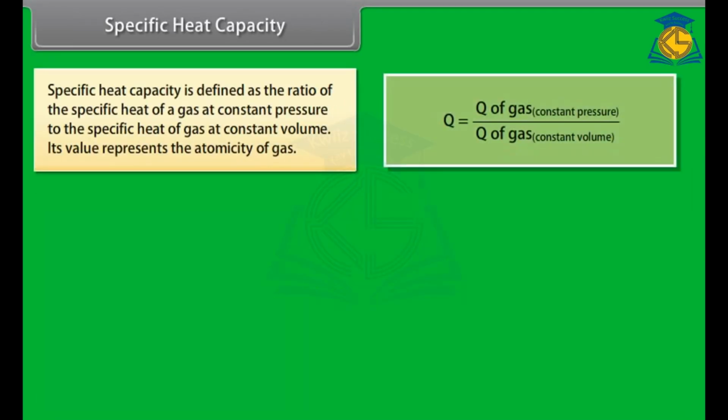Specific heat capacity. Specific heat capacity ratio is defined as the ratio of the specific heat of a gas at constant pressure to the specific heat of a gas at constant volume. Its value represents the atomicity of gas.